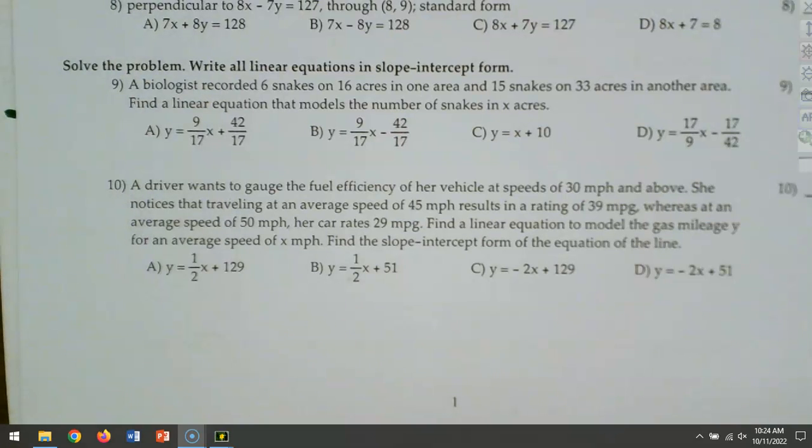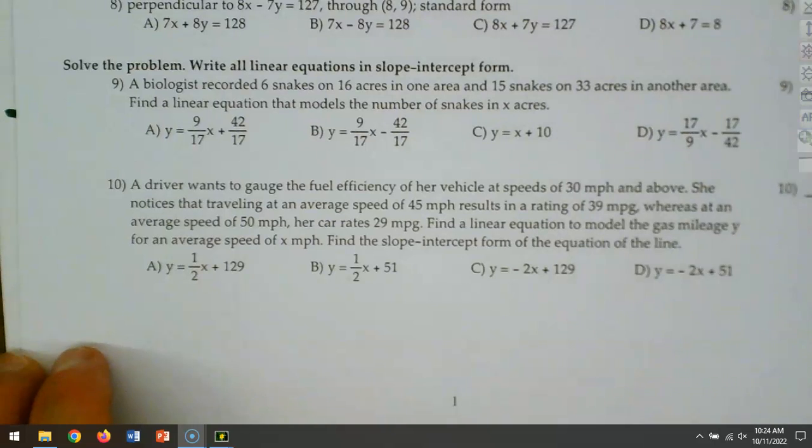So a driver wants to gauge the fuel efficiency of her vehicle at speeds 30 miles an hour and above. She notices that traveling at an average rate of speed of 45 miles per hour, she gets 39 miles per gallon. Whereas at an average rate of speed of 50, her car gets 29. Find the linear equation that models gas mileage Y for the average speed of the car X.